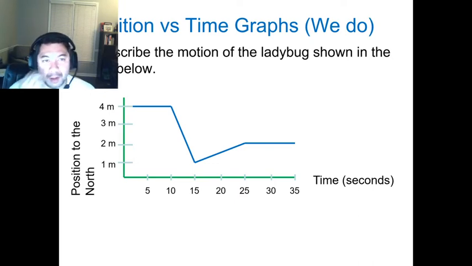Now we want to describe the motion of the ladybug shown in the graph below. For the first 10 seconds, what is the ladybug doing? The ladybug is staying at 4 meters. So constant 4 meters for the first 10 seconds. Then from 10 to 15 seconds, it's moving in the negative direction because it has a negative slope. And it's moving fairly quickly because the slope is steep, and the steeper the slope, the faster.